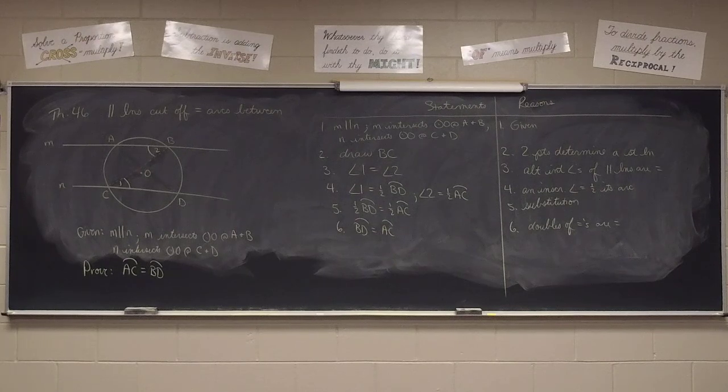Yeah, they're two different axioms. Doubles of equals are equal. Okay. So therefore, BD equals AC, and boom, we've got our proof. Now, technically, class, this is only one of three ways that this proof would have to be shown. I'm going to show the other two, but we're not going to put them in our textbooks.